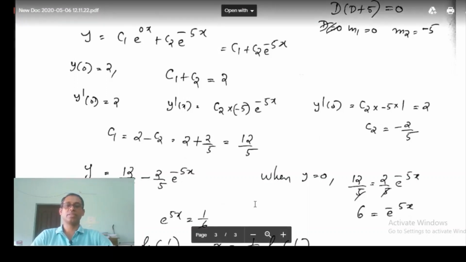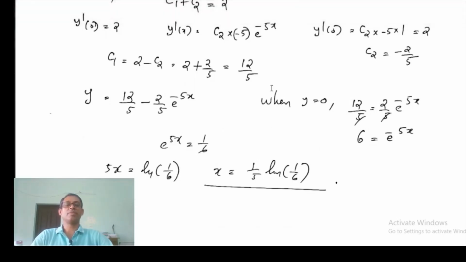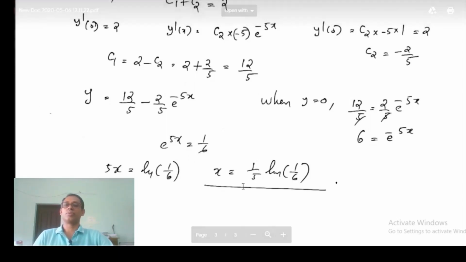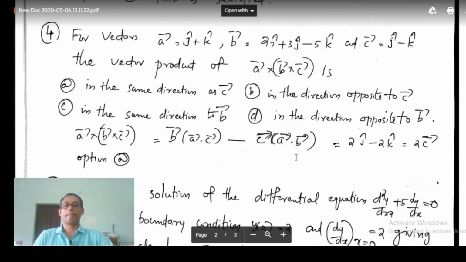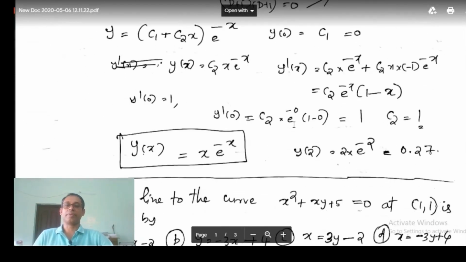So anyway, y is equal to 12 by 5 minus 2 by 5 into e to the power minus 5x. When y is 0, this will be e to the power 5x. So this is the solution. Then what we are going to do is determine the value of x for y equal to 0. So when y equal to 0, you find the solution, and the solution will be this. Okay, so this is the value of x when y is equal to 0. So both these two problems are of the same type.